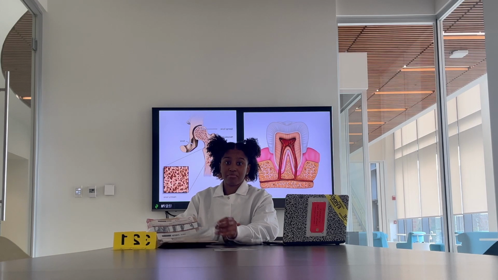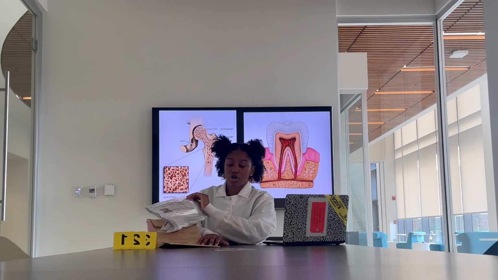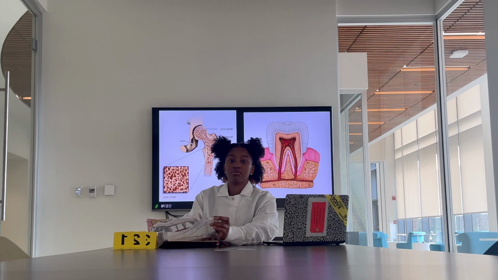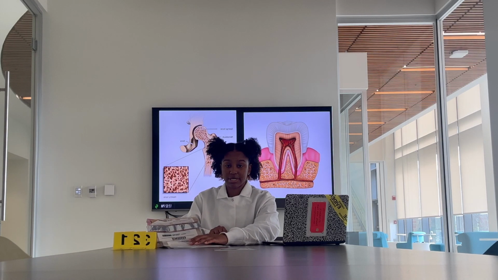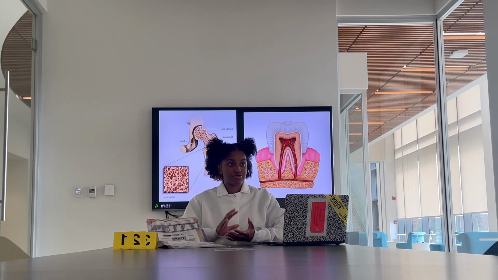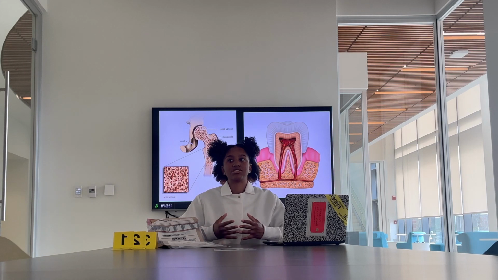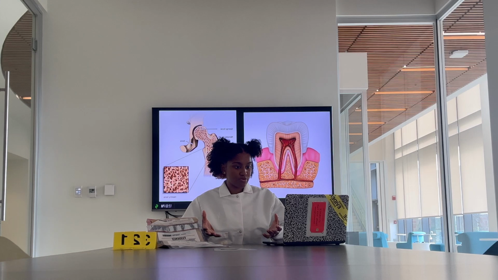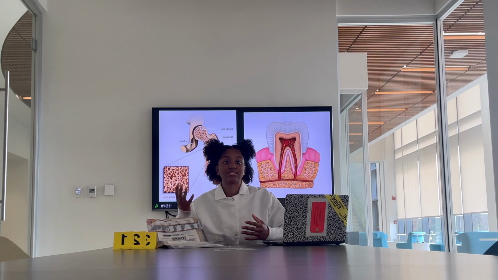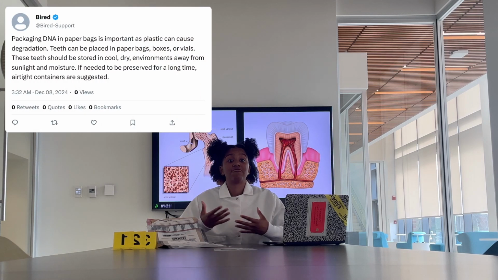So the best way to package it is through a vial or even a paper bag. So as you can see, we have a paper bag here, which also has information such as the case number, the date it was collected, and other important information which also needs to be placed on the evidence. So how long? Typically airtight containers are best for long term. So honestly, it depends on how long you need to preserve it for. But again, having it in a cool and dry environment and away from things like sunlight and moisture, which can then further break down the DNA.